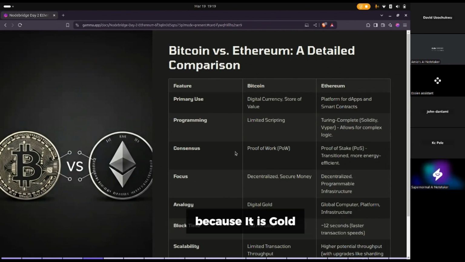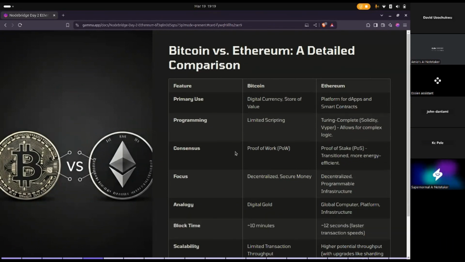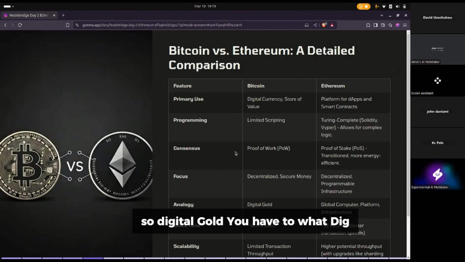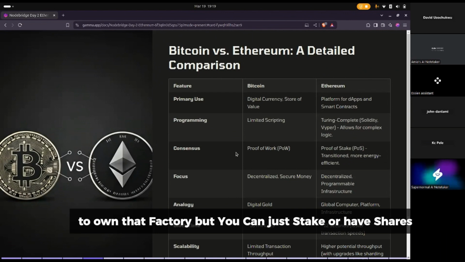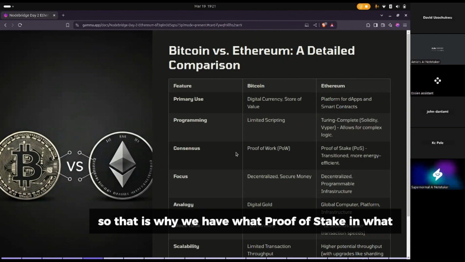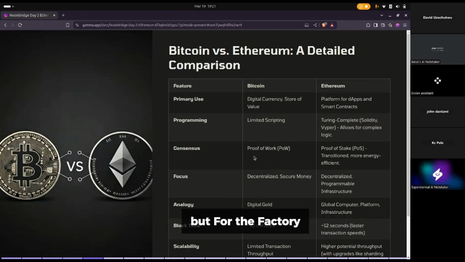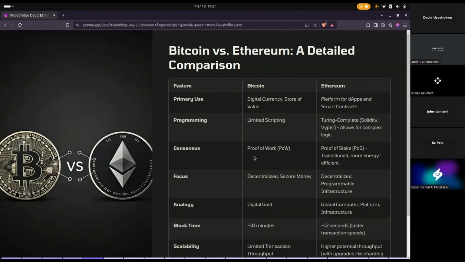So proof of work, because it is gold. Look at it: when you find gold on the floor, what you do is dig. That's work, proof of work. You keep digging to get to that point where you have gold. So with digital gold, you have to dig. But when you have a factory, sometimes you don't need to own that factory, you can just stake or have shares. So that is why we have proof of stake in Ethereum and proof of work for Bitcoin, because that is the digital gold. But for the factory, you can decide to just invest by staking. It's as simple as that.